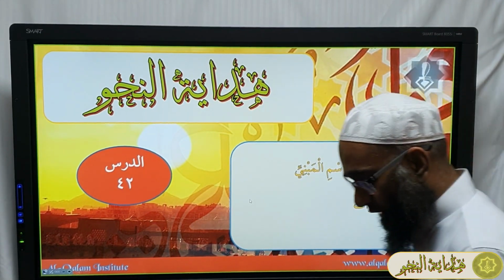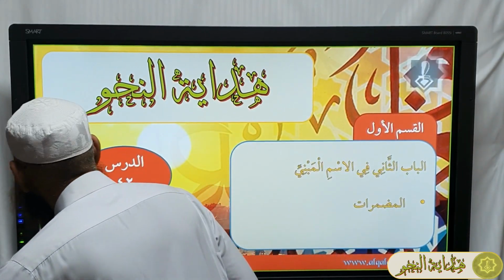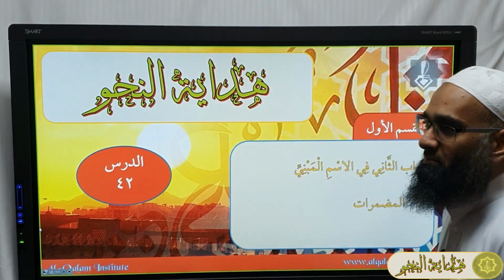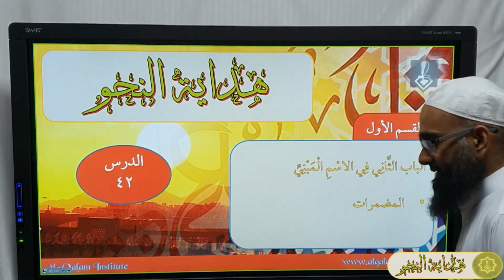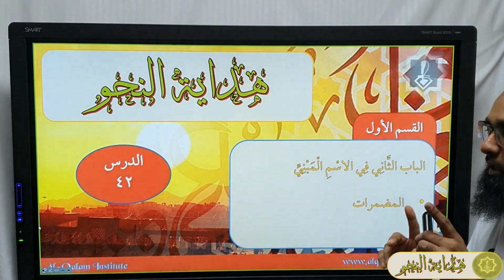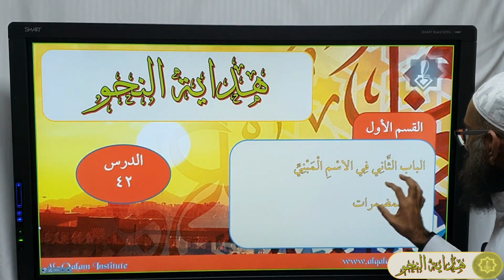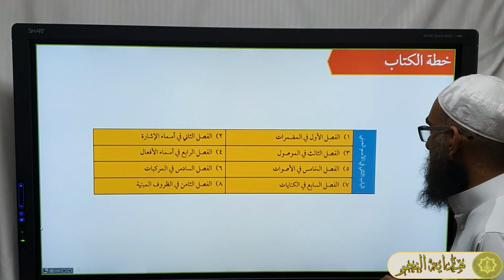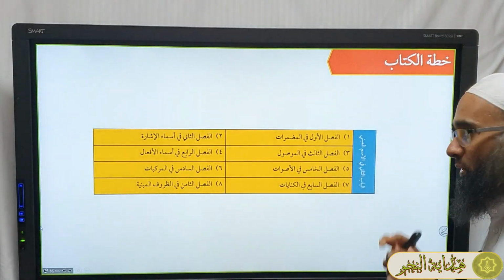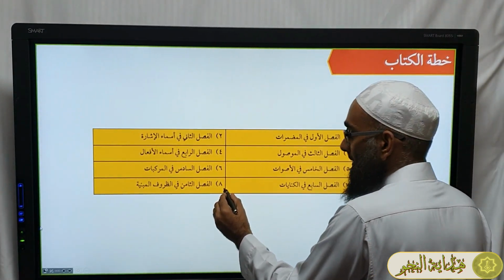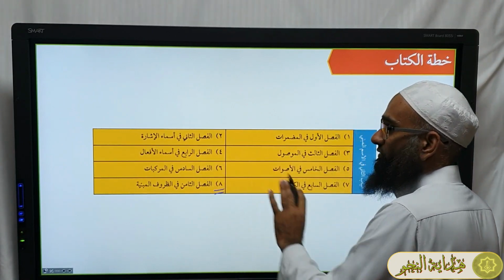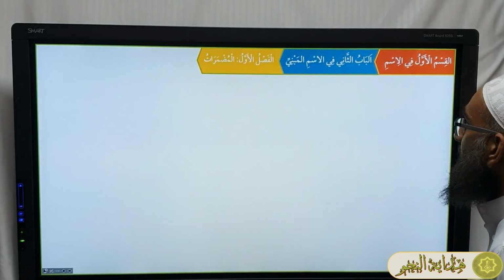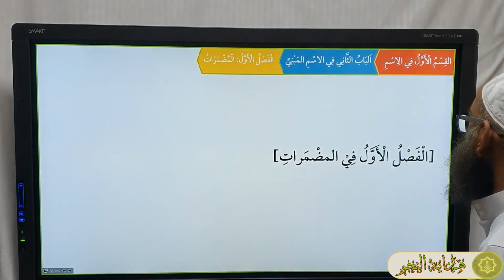So yesterday we had started discussing the mabni. We explained mabni and ma shabah al mabni, etc. But now we're moving on to المضمرات. As we mentioned before, there was an introduction to what mabni was, and then the eight types of mabni that he discusses here. So we have eight fasal. We're now on the first fasal, where he discusses المضمرات.